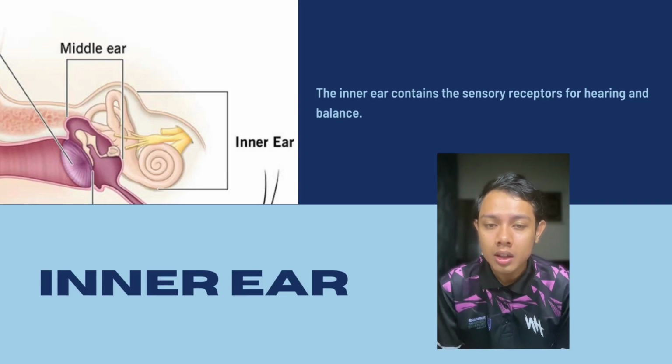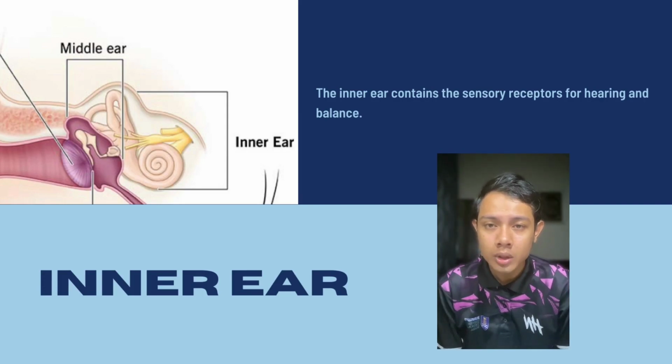Now, let's move to the first structure, which is the oval window. The oval window, which is located under the base of the stapes, is the membrane that separates the middle ear from the inner ear. Vibrations enter the inner ear through this structure.